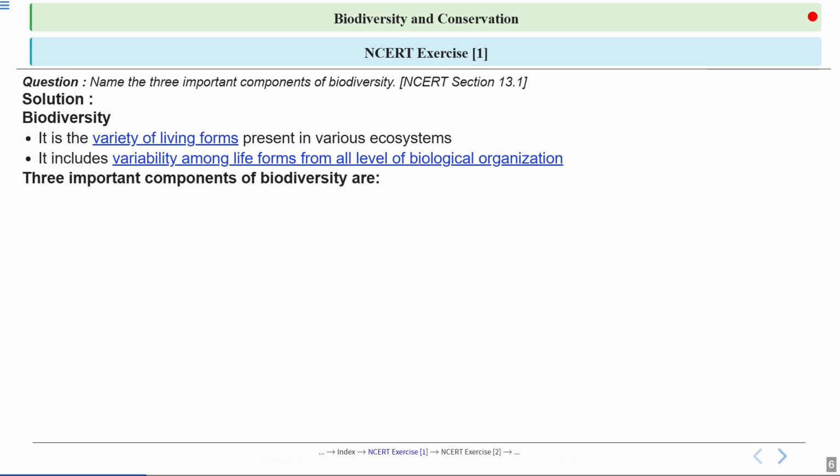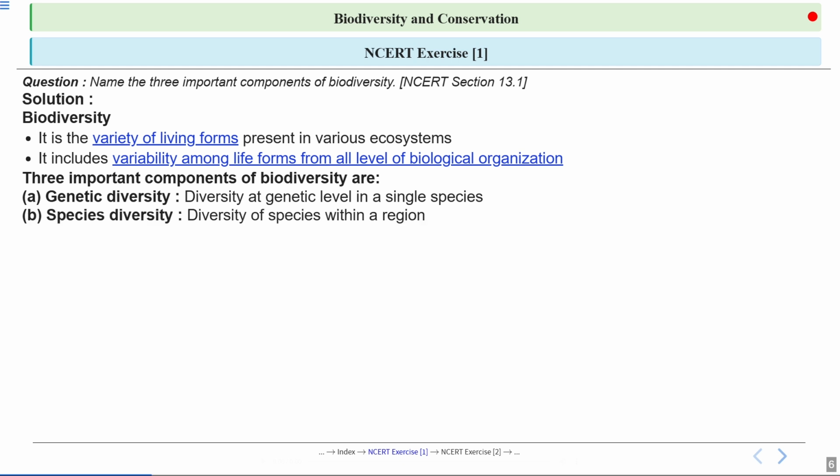Three important components of biodiversity are genetic diversity, species diversity, and ecosystem diversity. Let's talk about them. First, let's talk about genetic diversity. This refers to the variation in genes within a single species. It represents the range of differences in DNA among individuals of that species, which can influence traits such as appearance, behavior, and resistance to diseases.